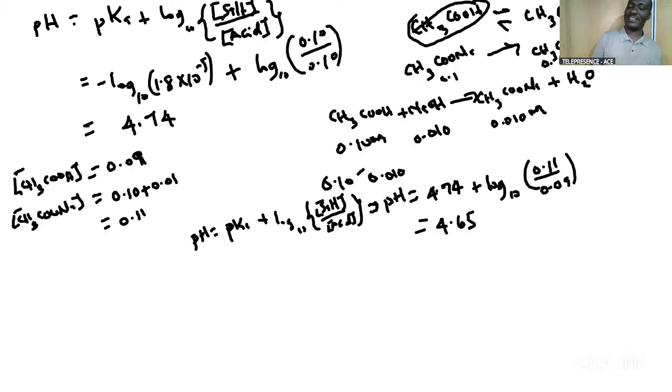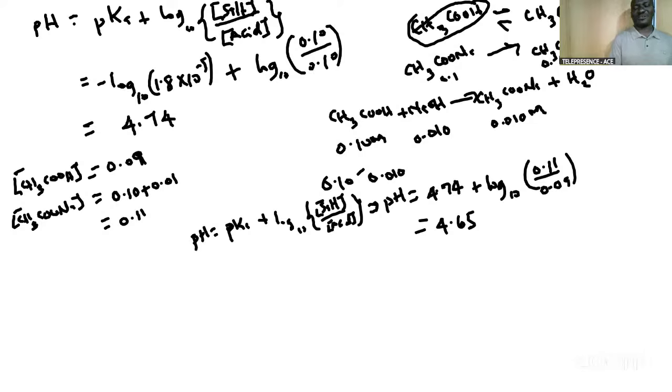The pH has reduced from 4.74 to 4.65. What is the difference between the two of them? If you look at the difference here now, it's going to be about 0.09, which is quite insignificant. So that's to show that indeed what you have is a buffer solution.